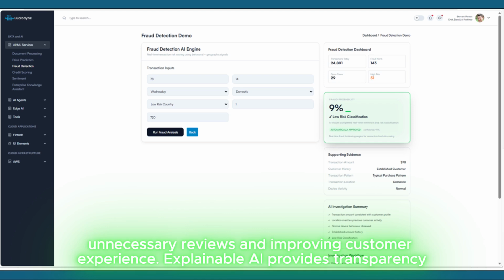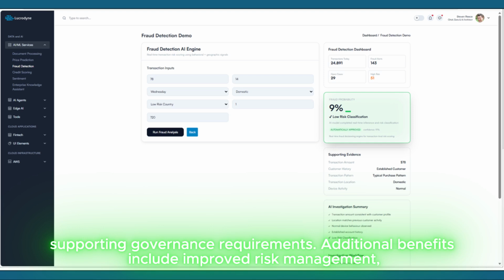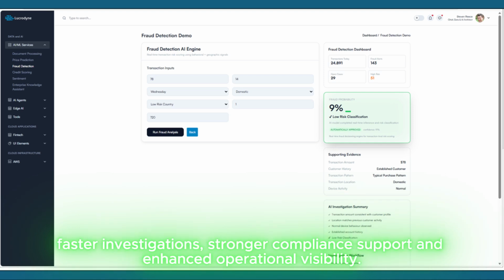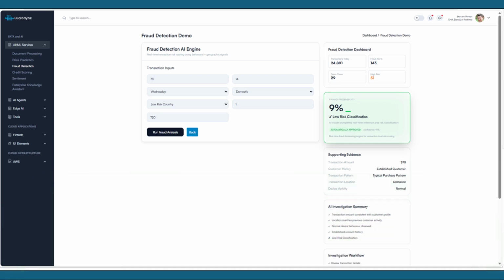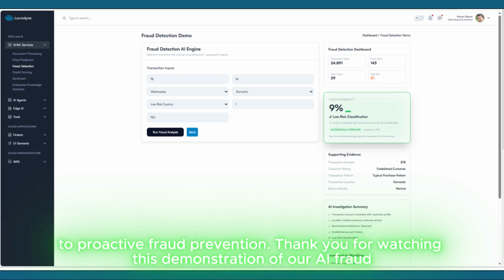Explainable AI provides transparency into fraud decisions, helping investigators understand why activities were flagged and supporting governance requirements. Additional benefits include improved risk management, faster investigations, stronger compliance support, and enhanced operational visibility. Most importantly, the solution enables organizations to move from reactive fraud detection to proactive fraud prevention.